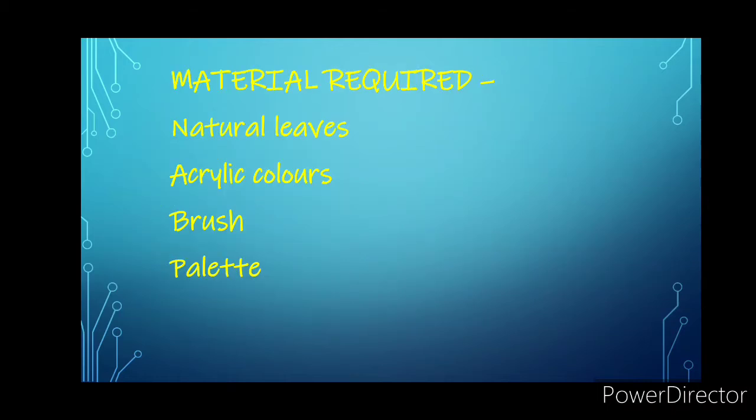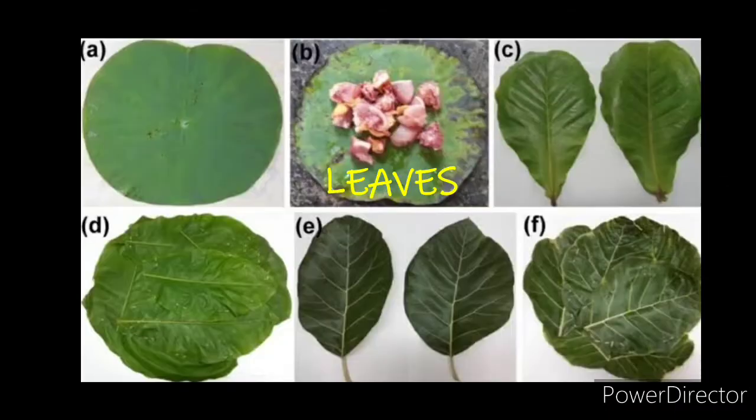Now, what are the materials required? Natural leaves, acrylic color, brush and palette. You can see different types of leaves here. You can take any type of leaf available in your surroundings, in your locality, but don't break any big branches of the tree to collect the leaves. Collect just one or two or three leaves, and try to take broad leaves which are bigger in size, so that it will be easier for you to paint on them.